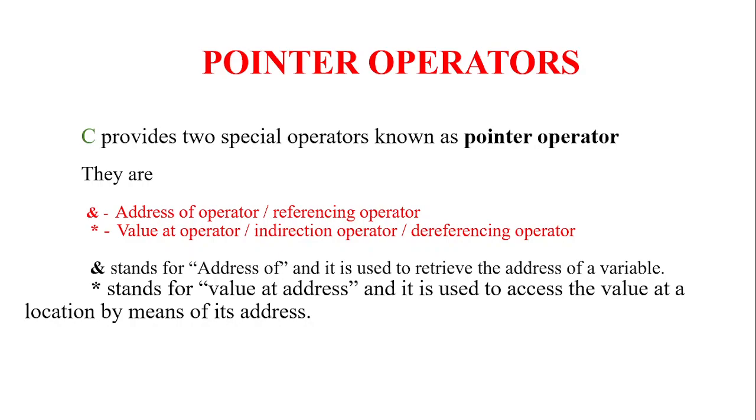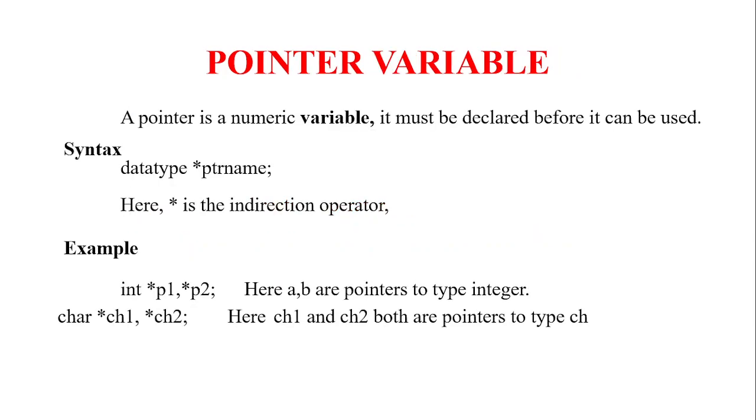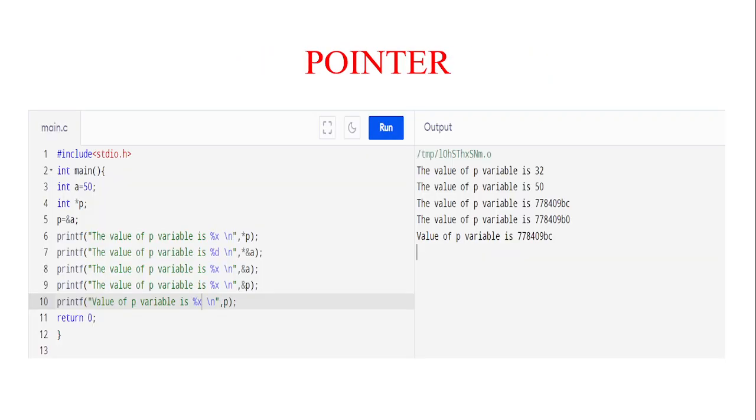C provides two special operators known as pointer operators. First, you all know the address operator, which we usually use in scanf. And next is the star to access the value: the value at operator, indirection operator, or dereferencing operator. So we know that the syntax is data type, pointer name. So I have int *p1, *p2, char *ch1, *ch2.